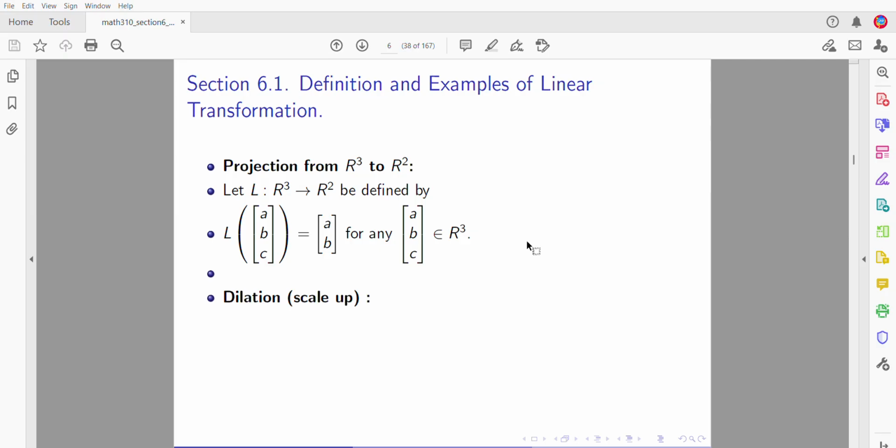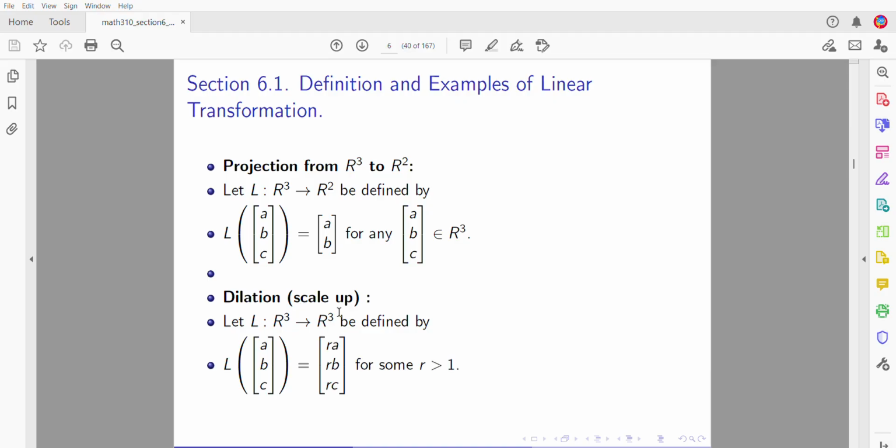Dilation. Dilation is nothing but scaling up. Be it 3 dimensions, n dimensions, 2 dimensions, the definition is the same. L from R3 to R3, define it as: take a vector (a, b, c), multiply it by scalar r for some fixed r greater than 1. When r is greater than 1, your vector entries become larger. Hence the name dilation. This is a linear transformation.